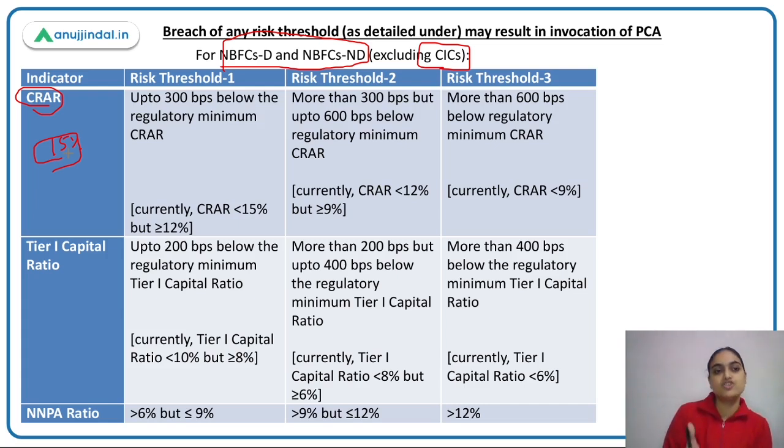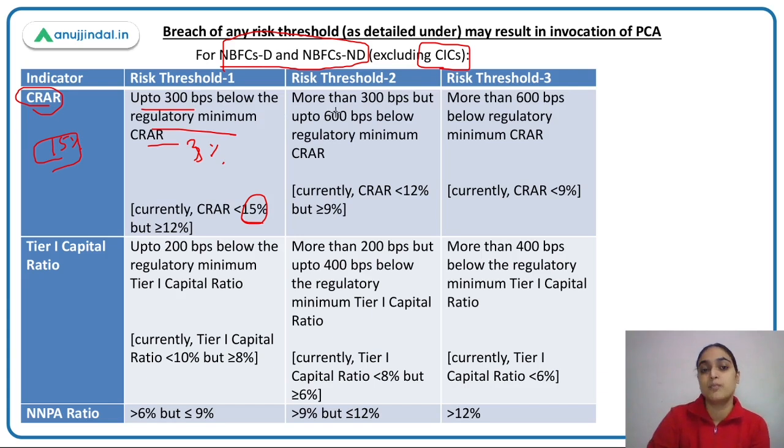So how much is the risk threshold? One, it is up to 300 basis points below the regulatory minimum. So if the regulatory minimum is say 15%, then if you are maintaining up to 300 basis points below it, by 300 basis points I mean 3% below it, then you will be under risk threshold 1. So, agar 15% ki minimum requirement hai, agar aap usse 3% kam tak maintain kar rahe ho, to matlab aap risk threshold 1 mein ho. Yani ki 12 se 15% ke beech agar aapka CRAR hai to.